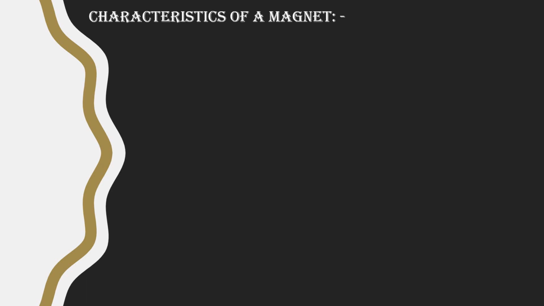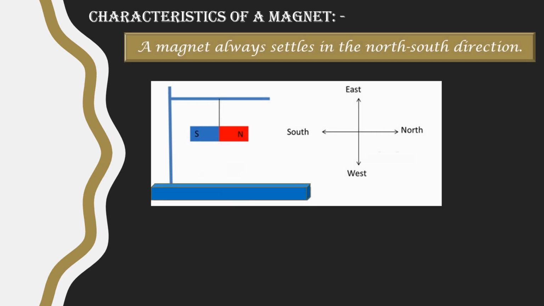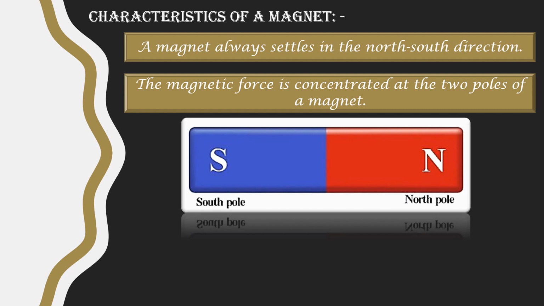Students, now let's learn about the characteristics of a magnet. The first characteristic is that a magnet always settles in the north-south direction. The second characteristic is that the magnetic force is concentrated at the two poles of a magnet. The two poles are the south pole and the north pole. The end of a magnet that points to the north is called the north pole, while the end that points to the south is called the south pole. The north pole is indicated by the letter N and the south pole by the letter S.